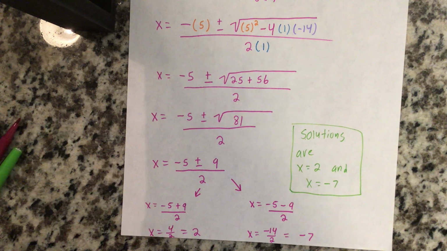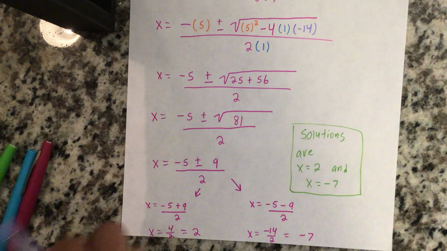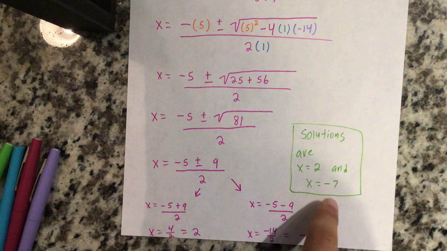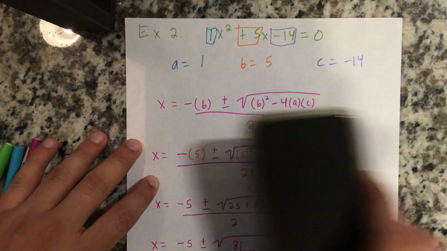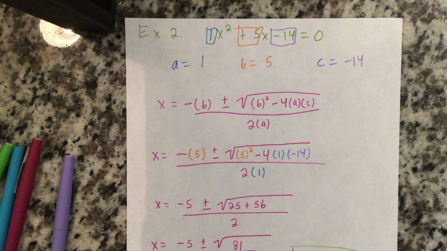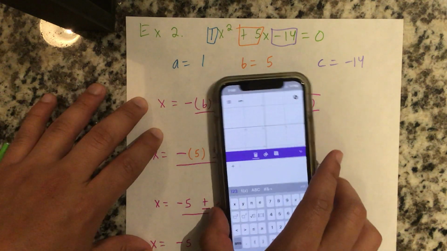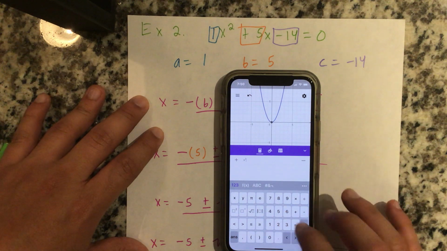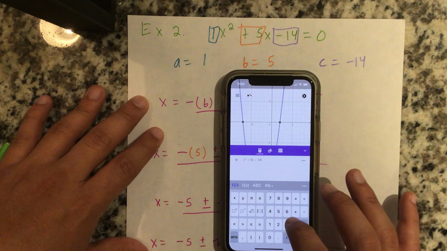So again, this is the easy way to check your work. Or if you're just completely clueless, then try it on the calculator, okay? But I really want you to try the quadratic formula. So let's try it. Our answers are x equals 2 and x equals negative 7. So let me pull out my calculator. Let me get a new one. There we go. So x squared plus 5x minus 14.